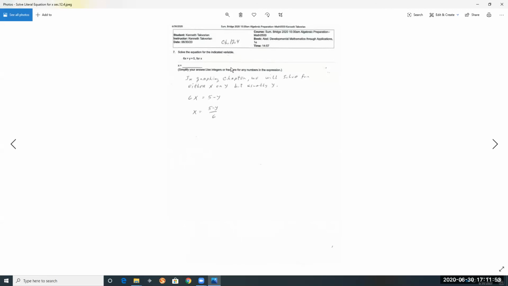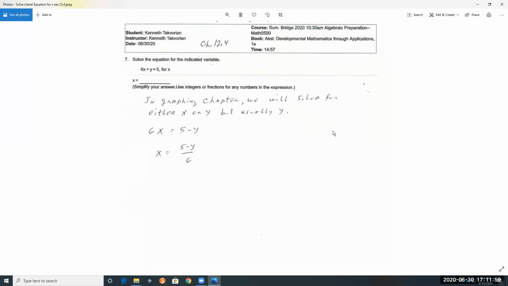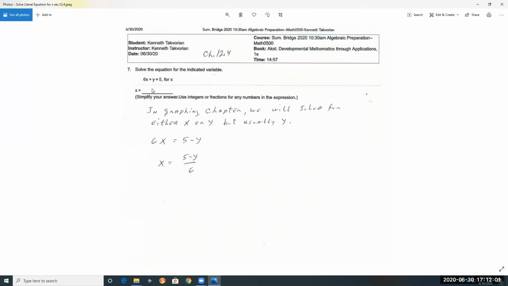And our last problem in section 12.4 is a problem, again, that we're going to see many times when we get to the chapter on graphing. It will be a two-variable equation using X and Y as the letters. In this case, he wants us to solve for the letter X. Many times in the graphing chapter, we prefer to solve for the letter Y. Same technique, just a different letter.